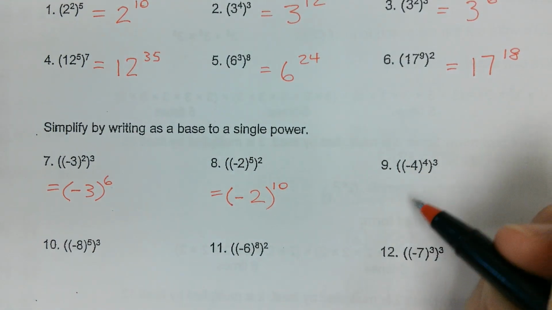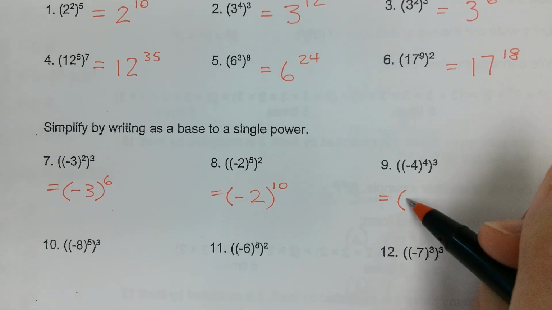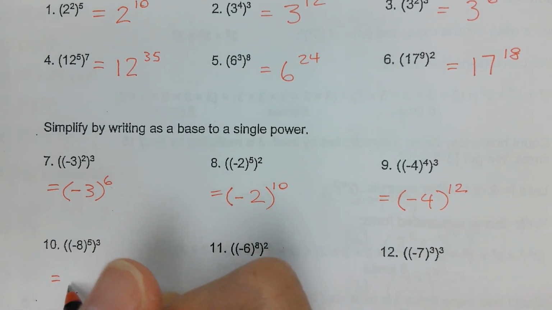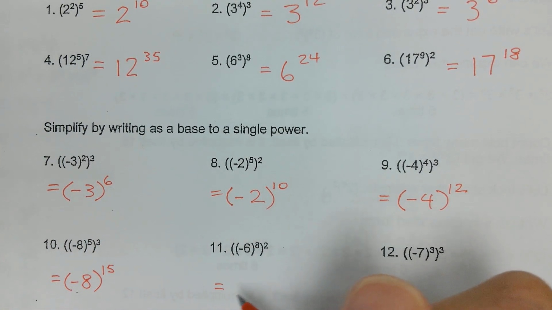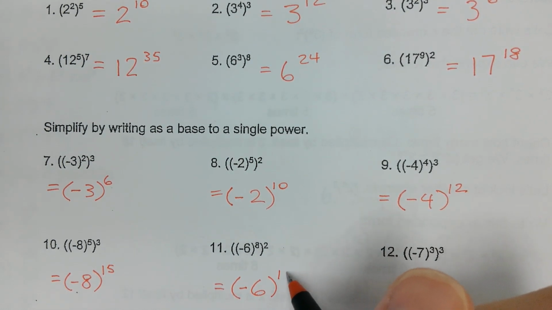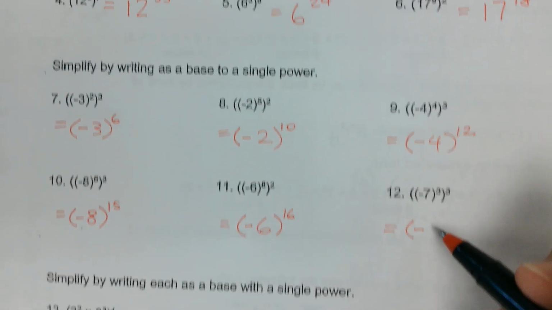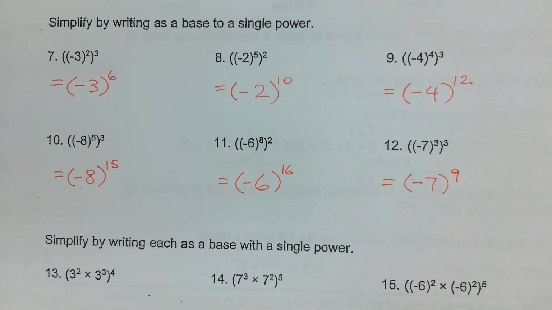Good. Okay. Brian, number 9. (-4) to 12. Awesome, in brackets. Petro? (-8) in brackets to 15. Good. Sonia? Awesome. Cindy? (-7) to the 5. Perfect. Okay.